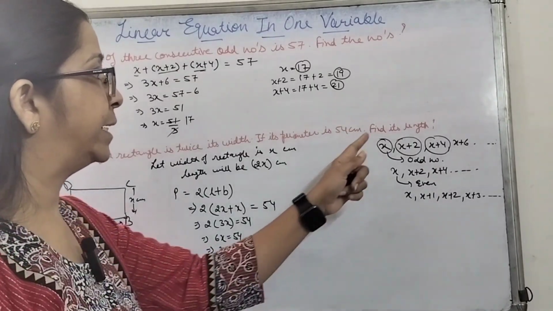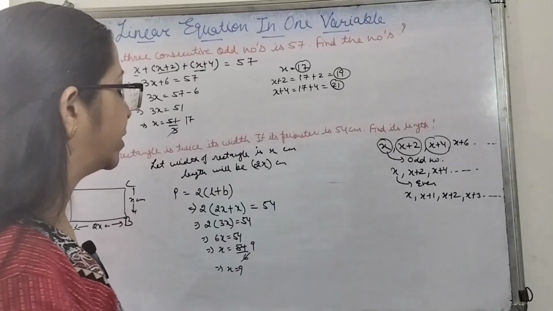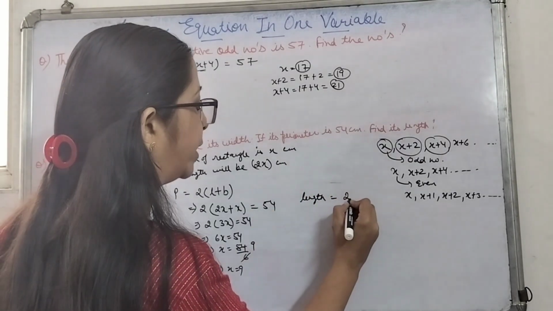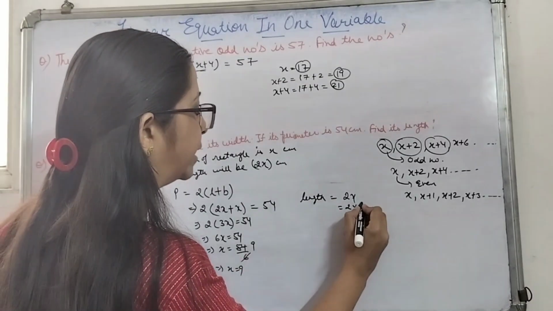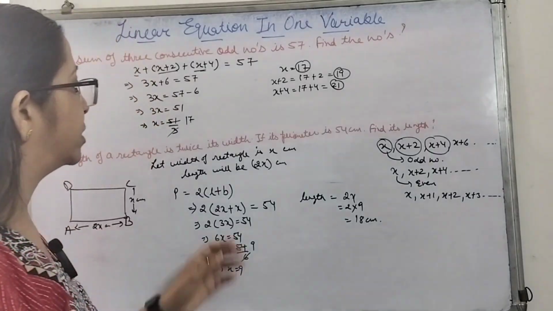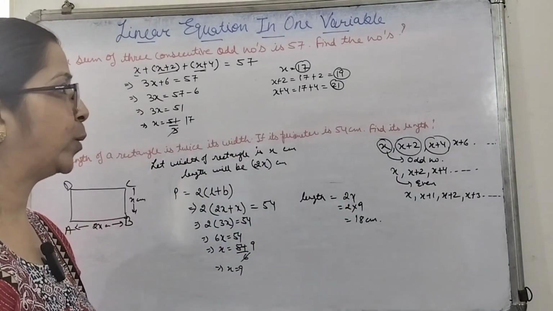And we have to find the length. x is the width of the rectangle. So what is the length of the rectangle? Length of the rectangle is 2x. That means 2 multiplied by the value of x, which is 9. 2 9 is 18 centimeter. So this is how we can find the value of whatsoever is required to us in the question.